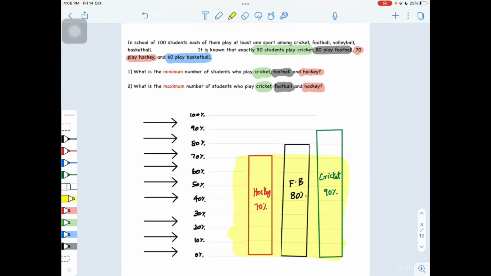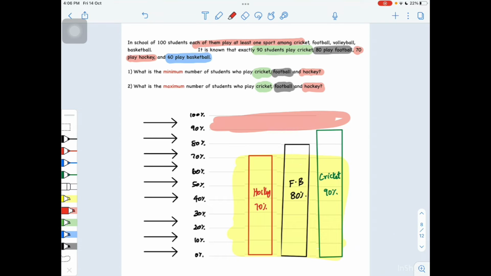However, we need to be a little bit careful here, because in this particular scenario, zero overlap region is not allowed. What did the question say? The question clearly said that each of them play at least one sport, which means this zero overlapping region cannot be there. It should not exist.